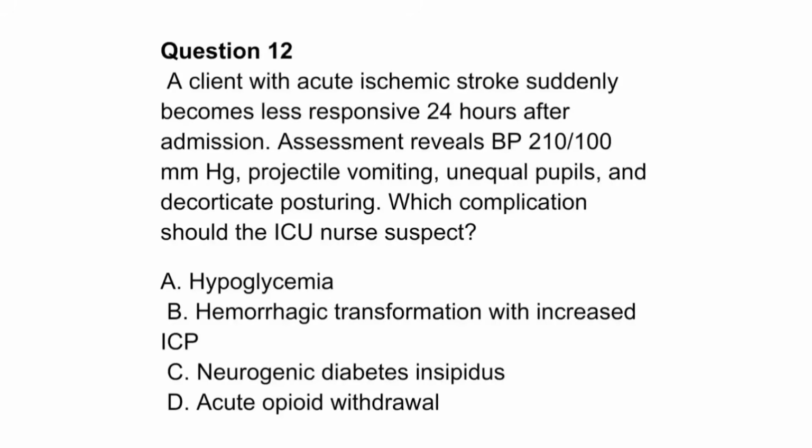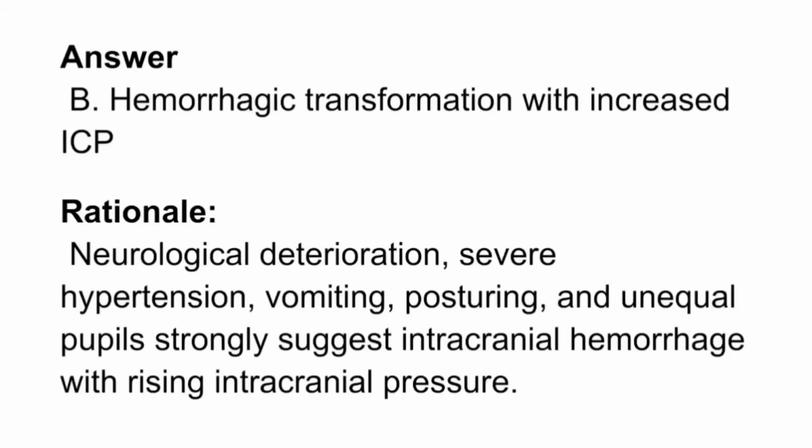Alcohol withdrawal. Answer: B. Hemorrhagic transformation with increased ICP. Rationale: Neurological deterioration, severe hypertension, vomiting, posturing, and unequal pupils strongly suggest intracranial hemorrhage with rising intracranial pressure.